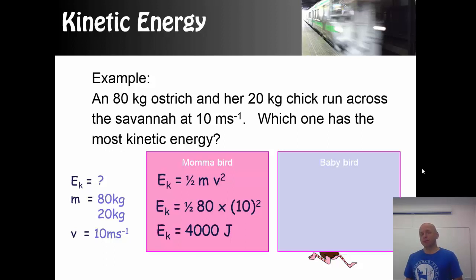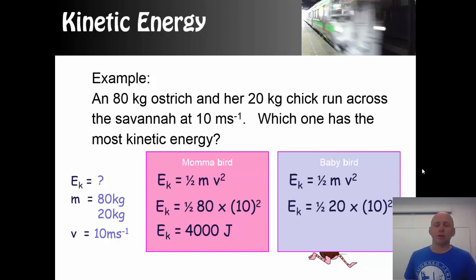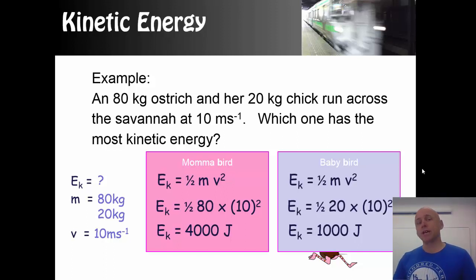The baby bird has 1/4 of the mass. That baby bird only has a mass of 20 kilograms. So we use our same formula and put in our numbers. EK equals 1/2 times 20 kilograms times 10 squared. We calculate it and we see the kinetic energy of the baby bird is 1,000 joules. That's 1/4 of the mama bird. The baby ostrich has 1/4 of the mass of the mama bird, so it's a 1-to-1 ratio, really.